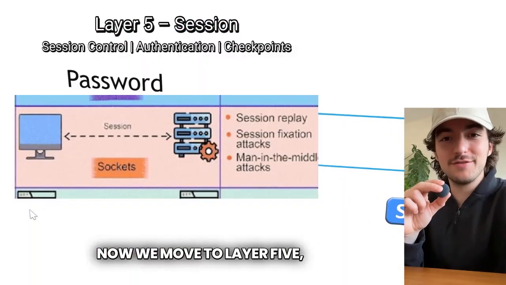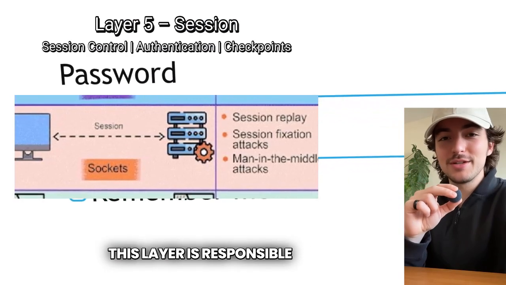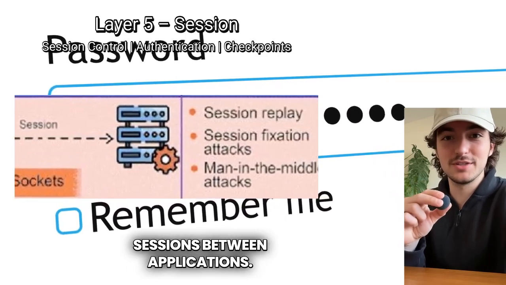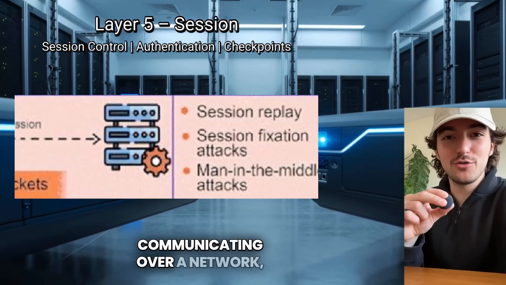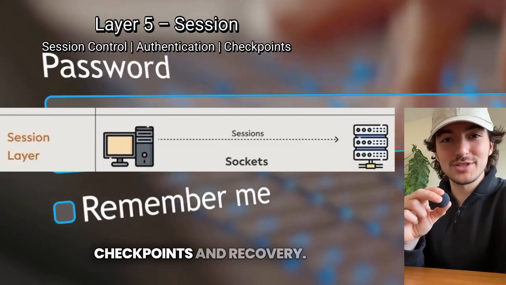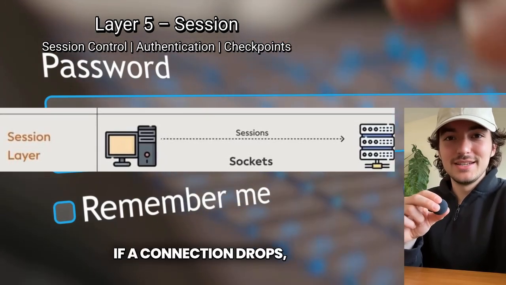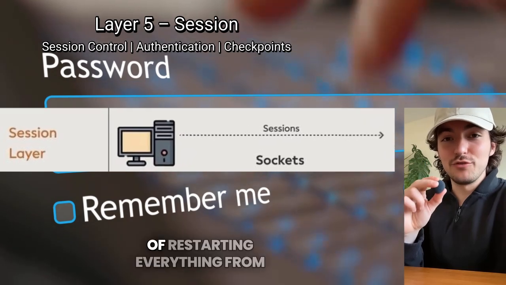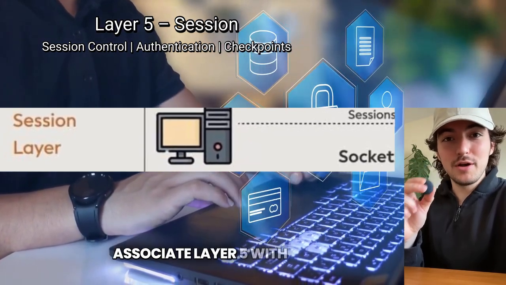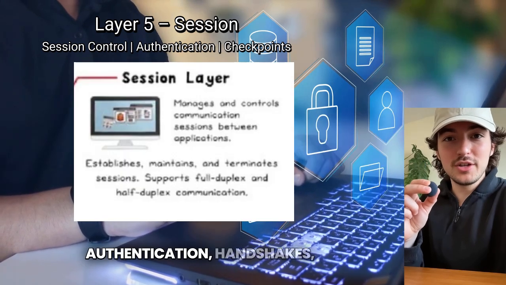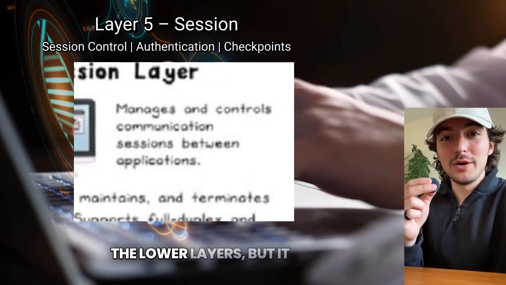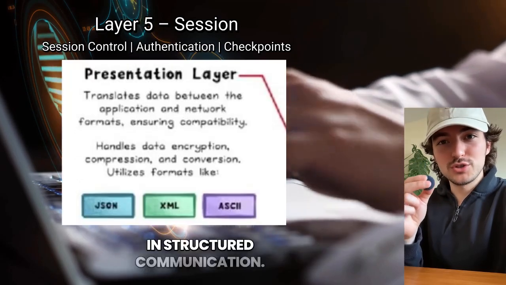Now we move to layer 5, the session layer. This layer is responsible for establishing, managing, and terminating communication sessions between applications. If 2 devices are communicating over a network, layer 5 keeps track of that conversation. It handles session checkpoints and recovery. If a connection drops, this layer can help resume communication instead of restarting everything from scratch. On the Network Plus exam, associate Layer 5 with session control, authentication handshakes, and session management between applications. It's not as visible as the lower layers, but it plays an important role in structured communication.